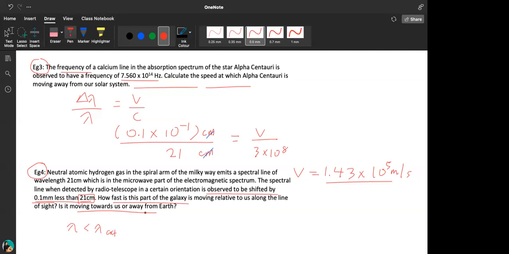How come it can move towards us? Isn't it that all galaxies out there are red shifted because of the expansion of the universe? Now, here's the reason: some galaxies have rotational motion, okay? So it's like you have a star here. It could be a star or it could be a galaxy.